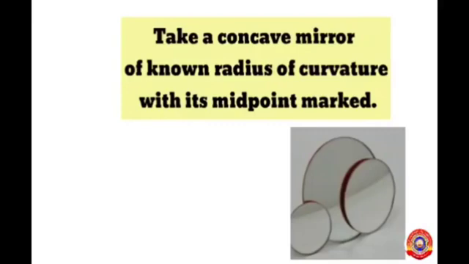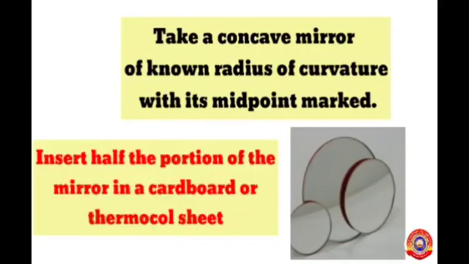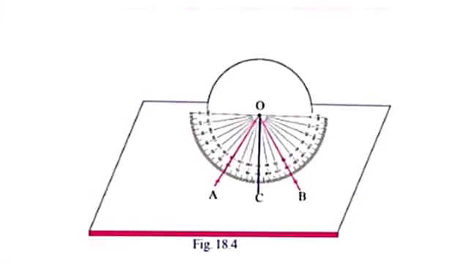Take a concave mirror of known radius of curvature with its midpoint marked. Insert half the portion of the mirror in a cardboard or thermocol sheet as shown here. Fix the printout of a protractor in front of the mirror. Draw the axis of the midpoint which is already marked and mark the center of curvature on it. Let's consider AO is the light ray from a laser torch to fall on the mirror at a suitable angle along the surface of the thermocol.